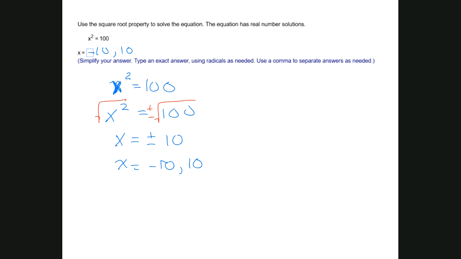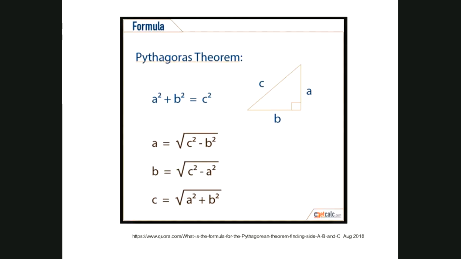Our next slide is showing an application of the square roots, and this is called the Pythagorean Theorem. And in order to use this, we need a right triangle.